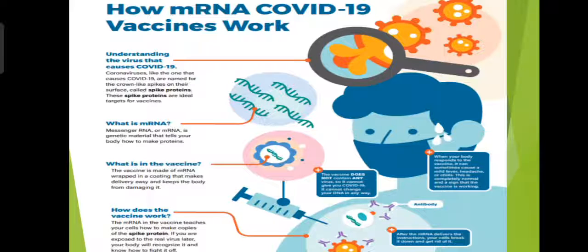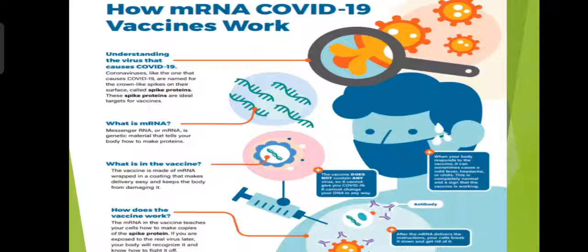Nowadays, mRNA is used to make vaccines for COVID-19. First of all, coronaviruses like the one that causes COVID-19 are named for the crown-like spikes on their surface, as we can see in the picture, called spike proteins. These spike proteins are ideal targets for a vaccine.